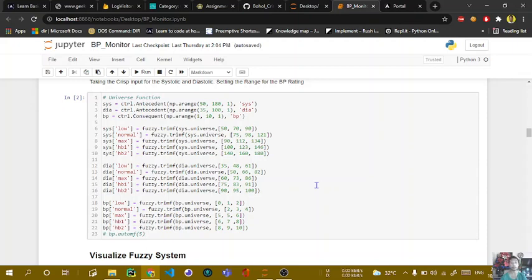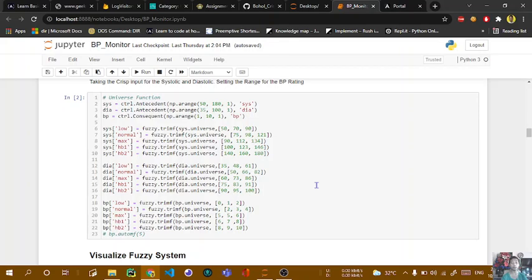In systolic, we have low 50 to 90, normal 75 to 121, max 90 to 134, high blood 1 100 to 146, and high blood 2 is 140 to 180. Low for diastolic is 35 to 48, normal is 50 to 82, max is 60 to 86. High blood 1 is 75 to 91. High blood 2 is 90 to 100. So the rating would be low, which is 0 to 2, normal 2 to 4, max is 5 to 6, high blood 1 is 6 to 8, high blood 2 is 8 to 10.